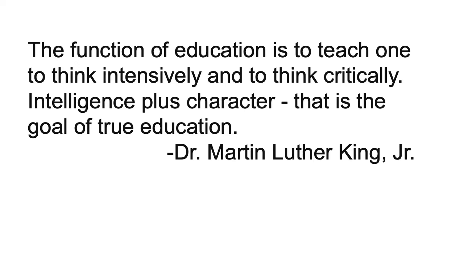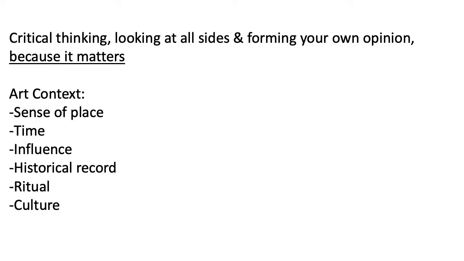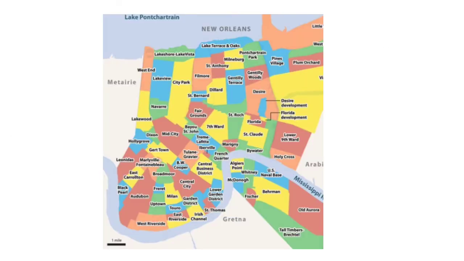We started talking about critical thinking, looking at all sides and forming your own opinion because it matters. But if you get more information about something, then you can have a more informed opinion, which is quote unquote critical thinking. Sense of place, time, influence, historical record, ritual, culture. If you say you're from New Orleans, you tell that to people that are not from New Orleans, right? Talk about sense of place, we talk about the neighborhood.